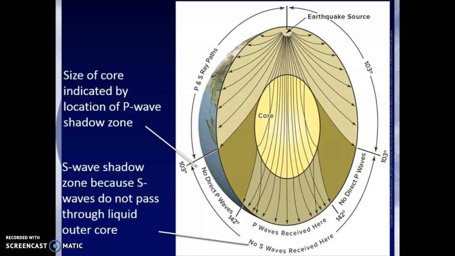The other thing that happens is that S waves do not pass through the core. So you'll notice no S waves received here on the whole back side of the Earth, and that's because S waves do not pass through liquids. So that tells us right away that the Earth has a liquid core.